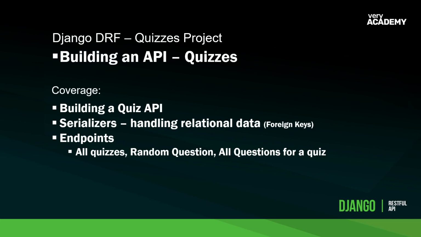So I do hope that's given you some insight into working with foreign keys, handling relational data inside your serializers to kind of expand the data that's returned to the front end. In addition to that, hopefully you've learned a little bit more about the admin and how you can use multiple models on the same page or within the same form set. Hopefully that was useful too. So we do have a functional quiz API now.